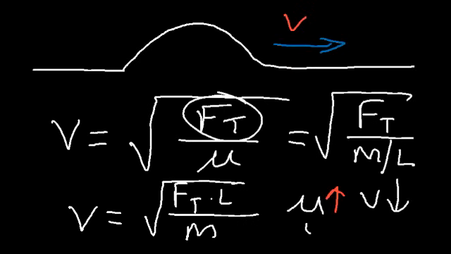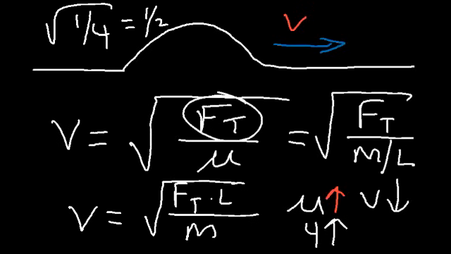Now, if we increase the linear density by a factor of 4, what effect will that have on the wave speed? So if we replace mu with 4, we have the square root of 1/4. The square root of 1 is 1, and the square root of 4 is 2. So the speed is going to be 1/2 its original value. So if you increase the tension force by a factor of 4, the speed will double. If you increase the linear density by a factor of 4, the speed will be 1/2 of its value.